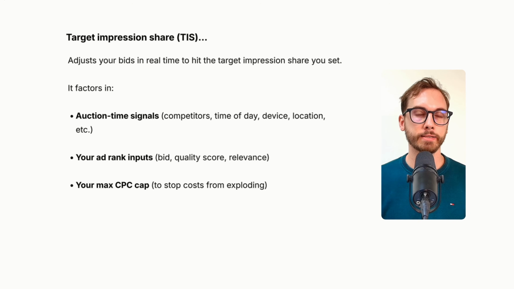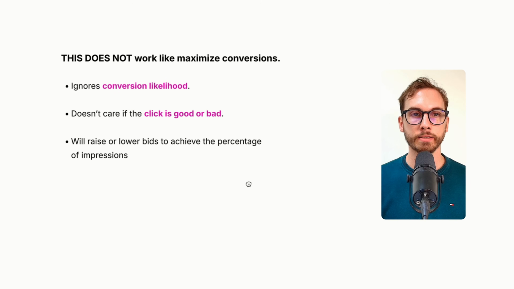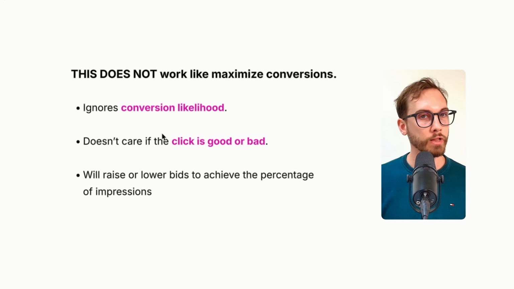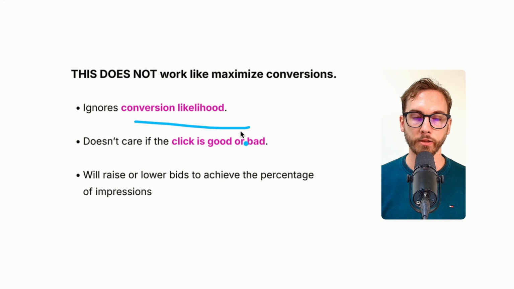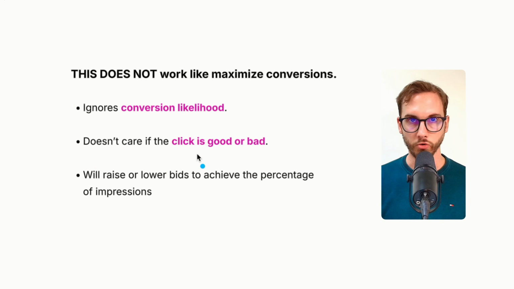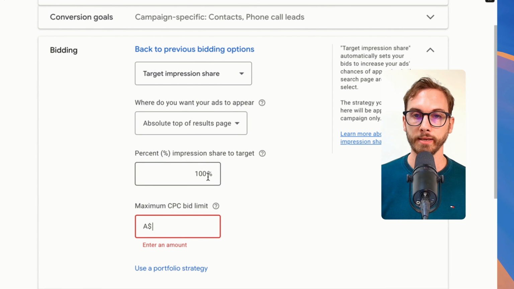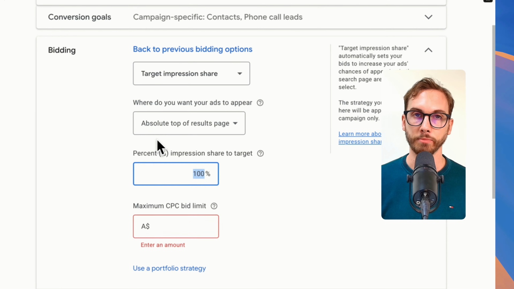So before we get into that, I want to quickly explain that target impression share is not the same as maximize conversions. It really doesn't care about your conversion likelihood. It doesn't care if the click is good or bad. Its only objective really is to achieve the goal that you've presented it inside of those settings so that it can achieve similar numbers or similar results, right? So there are pros and cons to using target impression share. There is no be-all end-all bidding strategy.